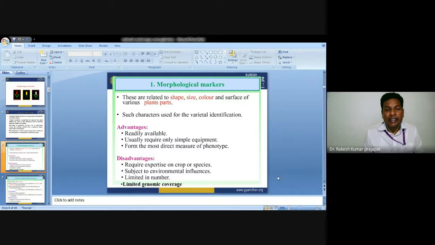Advantages: morphological markers are readily available. They usually require only simple equipment, nothing complex. They form the most direct measure of phenotype. Disadvantages: they require expertise on the crop or species, are subject to environmental influence, are limited in number, and have limited genomic coverage.